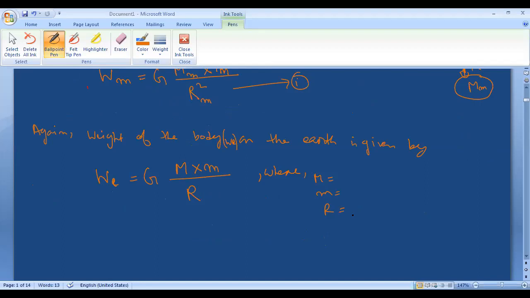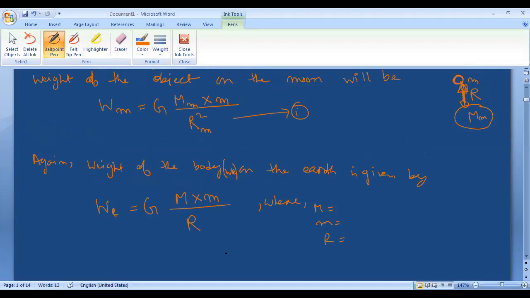Now see again in your book, page number 137, the mass of the Earth and the mass of the Moon is given, and again the radius of the Earth and radius of the Moon is given. Have you seen Table 10.1? The mass of the Earth is given, radius of the Earth is given, mass of the Moon is given, radius of the Moon is given. Now you have to put the value of this in these two equations.